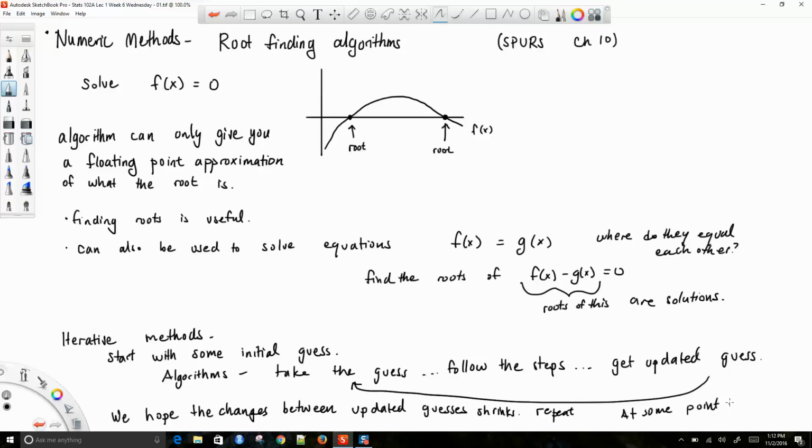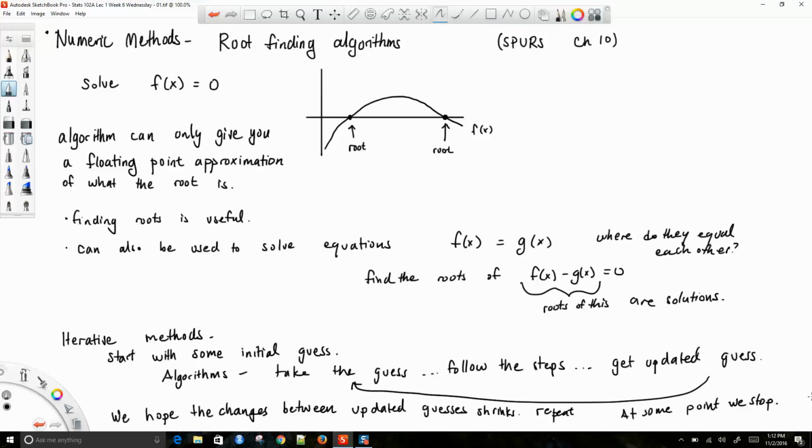Now, there's a lot of theory that can go into when will we know when an algorithm will converge, when will it not converge. And this can get very complicated, all right? So I'll show you a few algorithms today. Sometimes they converge, sometimes they don't converge, right?